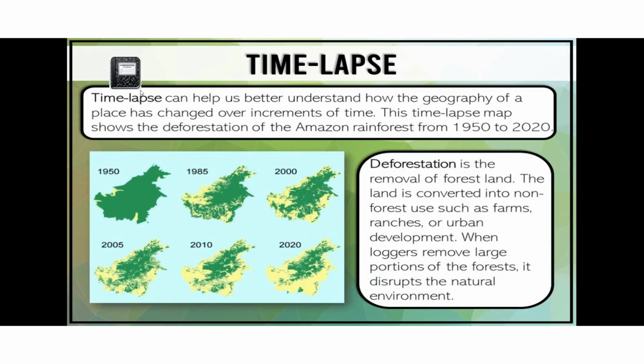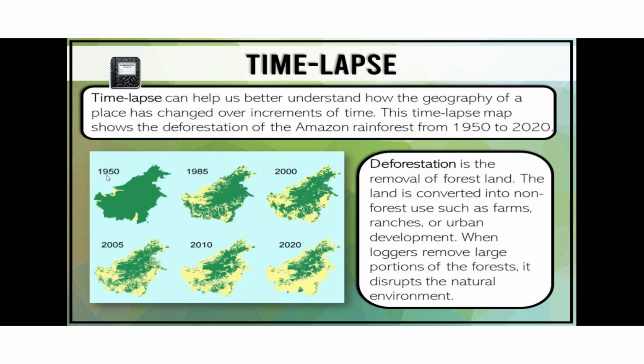A time lapse, notice the notebook icon, can help us better understand how the geography of a place has changed over increments of time. So looking here, this time-lapse map shows the deforestation of the Amazon rainforest from 1950 to 2020. So the green, and again, it doesn't tell us flat out that the green is forest coverage and the yellow is where there is no coverage, but we're going to make that assumption.